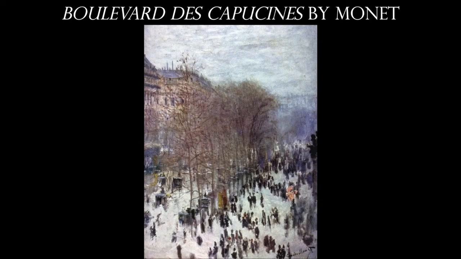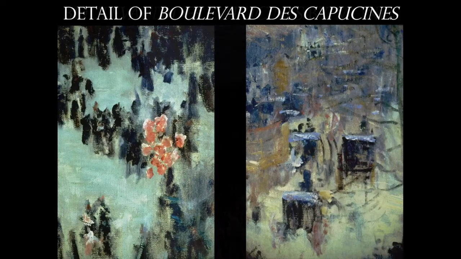Take a look at this painting by Monet. This is just a standard city street scene. We've got some buildings, we've got some trees, we've got some people, and it looks like snow on the ground. But when we start to zoom into this painting, it is definitely not perfect. It looks like chicken scratch. It just looks like globs of paint. It looks very rough and sketch-like.